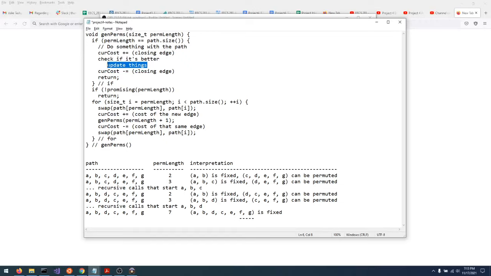Path is always changing. But current cost, because everything we add to it we subtract, if current cost starts out at 0, when gen_perms is done, current cost better be either 0 or really close to it. Like if I had a current cost of like 1 times 10 to the negative 14th, that's still 0. That's accumulated round off error, not a big deal.